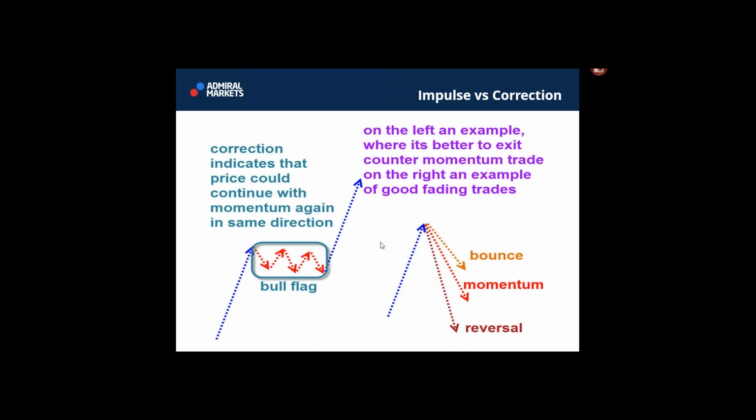So let's talk a bit about impulse and correction. Impulse, basically, you can see here a sketch, right? Fast price action, correction, sideways price action. So if you're taking a reversal trade after an impulse and price is not moving into your direction, but actually going sideways, it's a warning sign that your reversal trade is not going as you would like to see it.